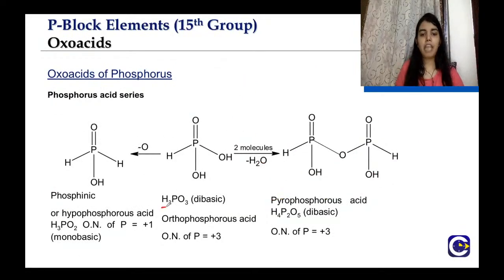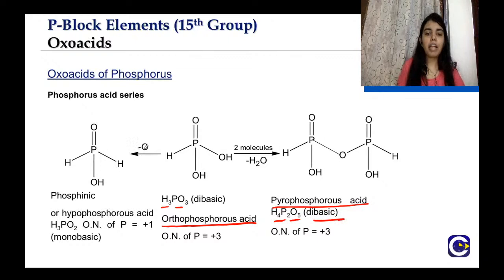Now here if you see H3PO3, it is known as orthophosphorous acid, right? Now if you take two molecules of H3PO3 and remove one molecule of water, you will get pyrophosphorous acid, that is H4P2O5. And if you subtract one oxygen from H3PO3, you will get phosphinic acid, also known as hypophosphorous acid, right? Here the oxidation state of phosphorus in phosphinic acid is +1. In orthophosphorous acid it is +3. In pyrophosphorous acid the oxidation state is also +3.